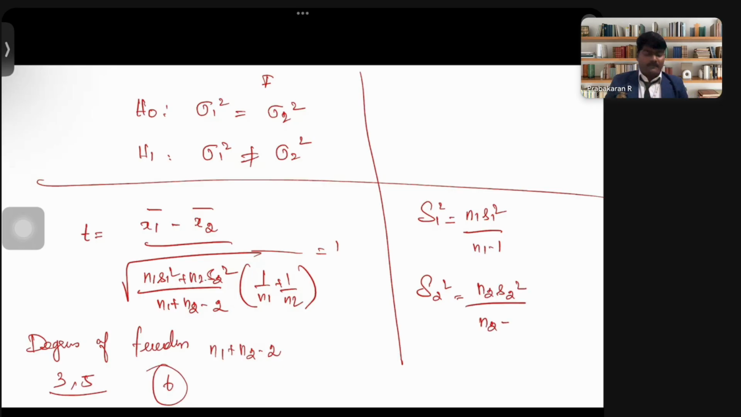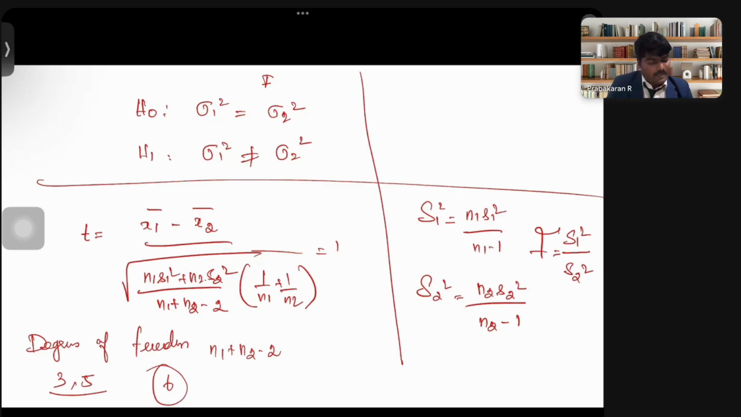So when you go for the F statistic, we have to compare S1 square and S2 square. Whichever is greater, we have to put it in the numerator. If suppose S1 square is greater, put it in the numerator over S2 square. And this is the ratio test. The F test's other name is the ratio test, so that we can find the test value.